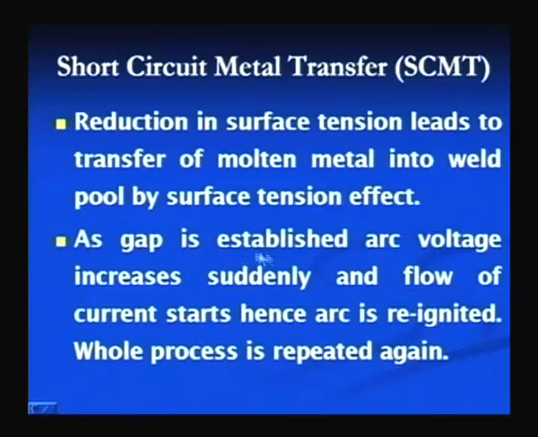And once the droplet is transferred, again a gap is established between the electrode tip and the weld pool. As the gap is established, arc voltage increases suddenly and flow of current starts, so that the arc is reignited, and this whole process in short circuit metal transfer continues and is repeated again and again.